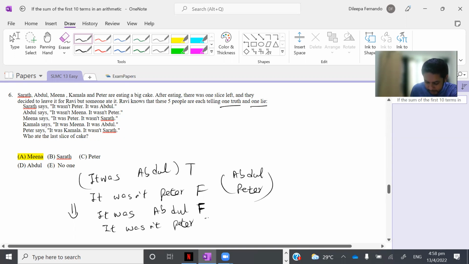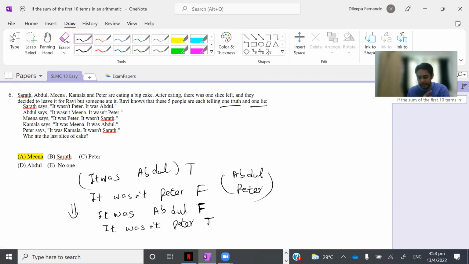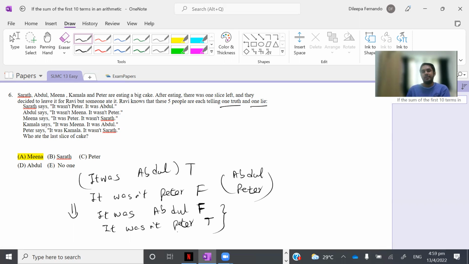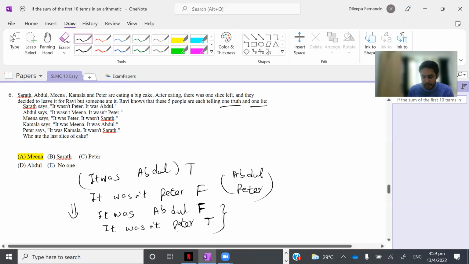Peter is true. But now, can you see what happens? If you have two negated statements, you can shortlist now who has eaten, because it is not Abdul and it is not Peter. And we have three more left. So our set of suspicious people happens to be a set of three people.